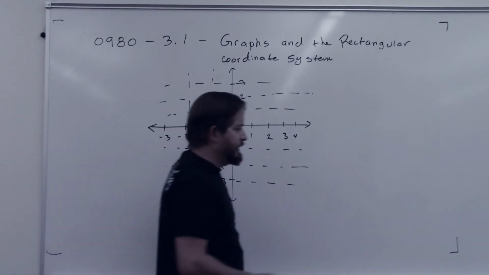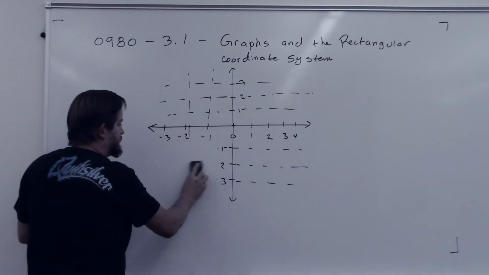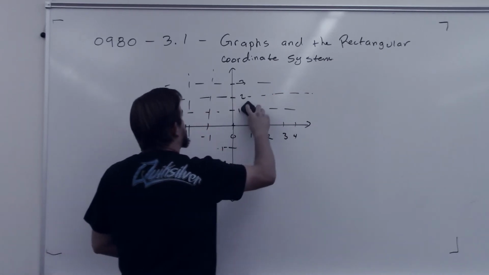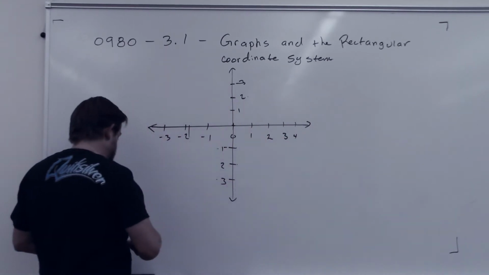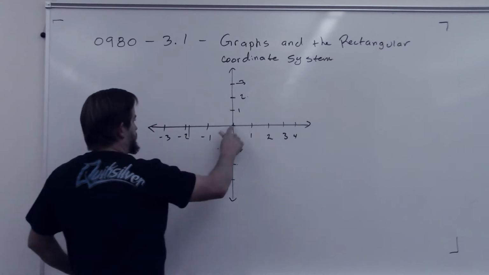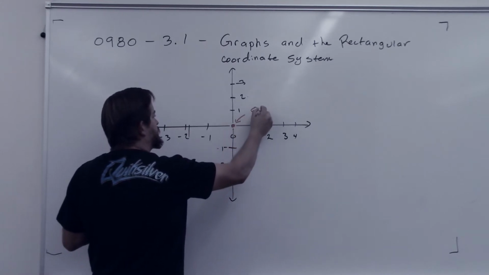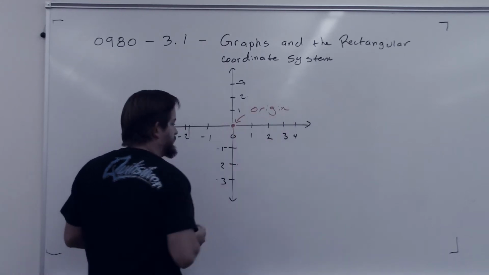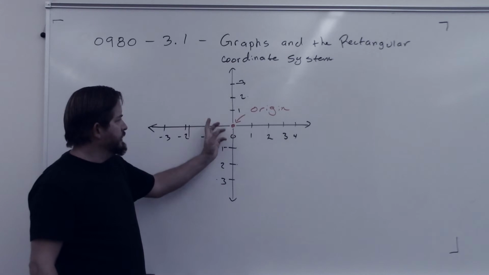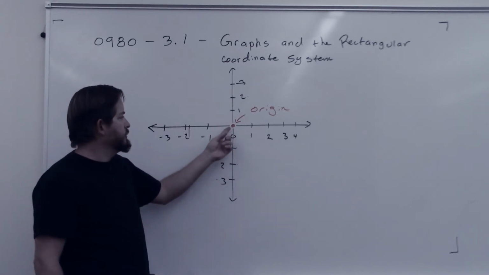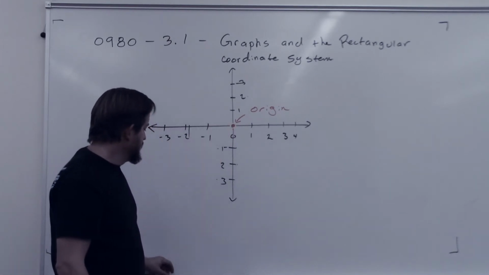But the idea here is that we have this two-dimensional system now that we can locate points. So there's a few places that we're interested in. First, this center point right here is called the origin. It's the center, it's where we start, basically. And everything that we find, all these points that we find are relative to this origin, to this central spot here, right?